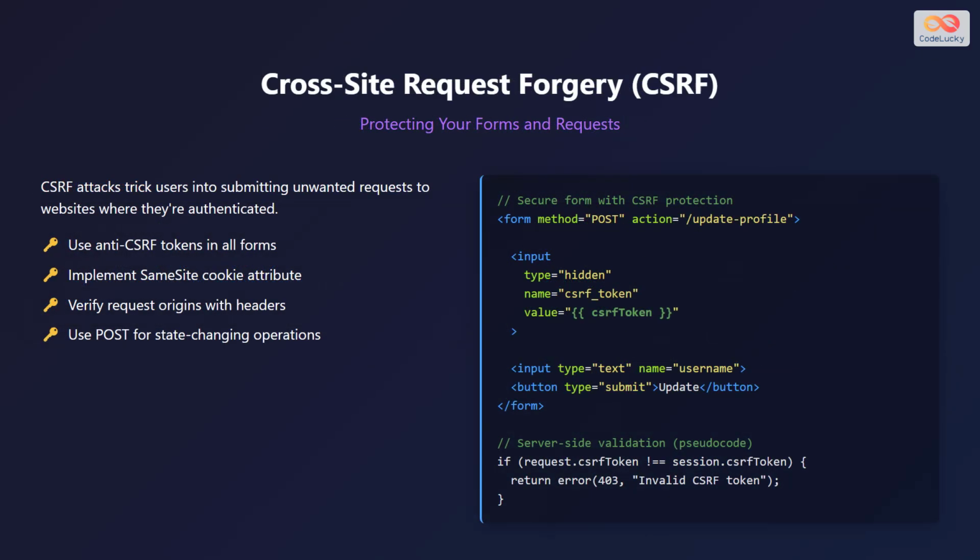Now let's discuss cross-site request forgery, also known as CSRF. CSRF attacks trick users into submitting unwanted requests to websites where they are authenticated. To prevent CSRF attacks, use anti-CSRF tokens in all forms, implement the SameSite cookie attribute, verify request origins with headers, and use POST for state-changing operations.